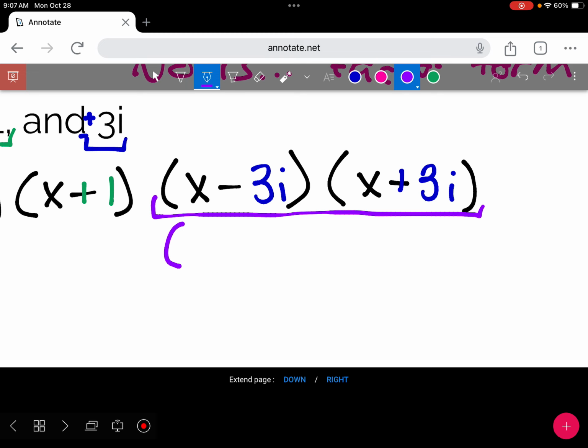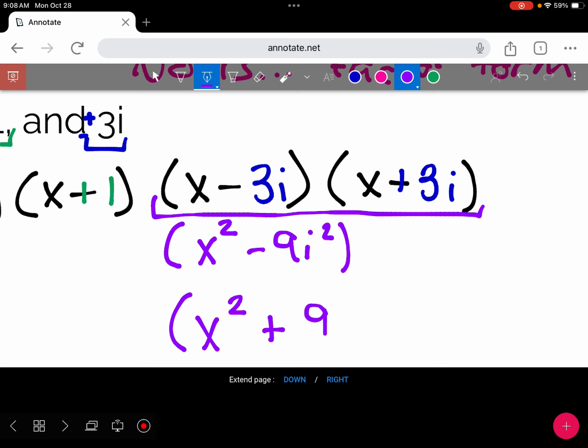Say it again. X squared. It's like minus 9i squared. But i squared actually equals negative 1. So this is going to turn into x squared plus 9, because remember, i squared is negative 1. So that's minus 9 times negative 1.